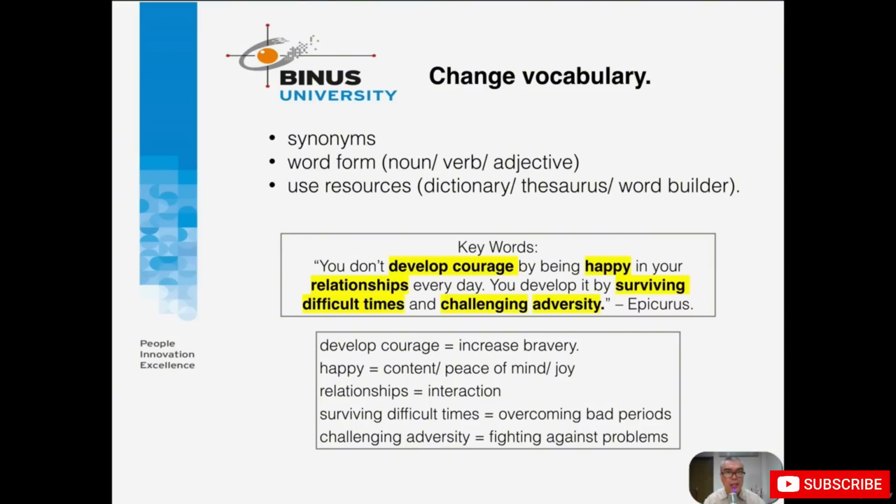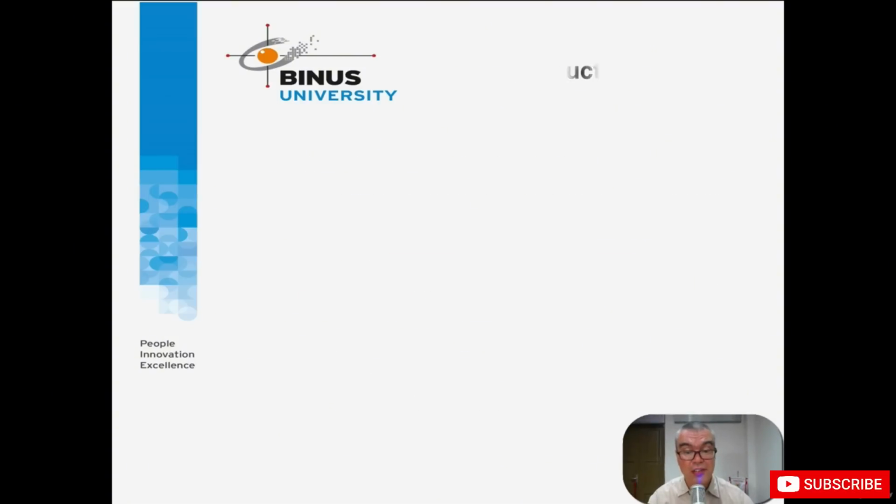So if you think about alternative vocabulary, for develop courage, we can say increase bravery. Happy, a synonym might be content, peace of mind, joy. Relationships, an alternative might be interaction. Surviving difficult times, overcoming bad periods. Challenging adversity, fighting against problems. So you can see that paraphrasing, you need to be fairly systematic about it. Okay, so let's carry on now.